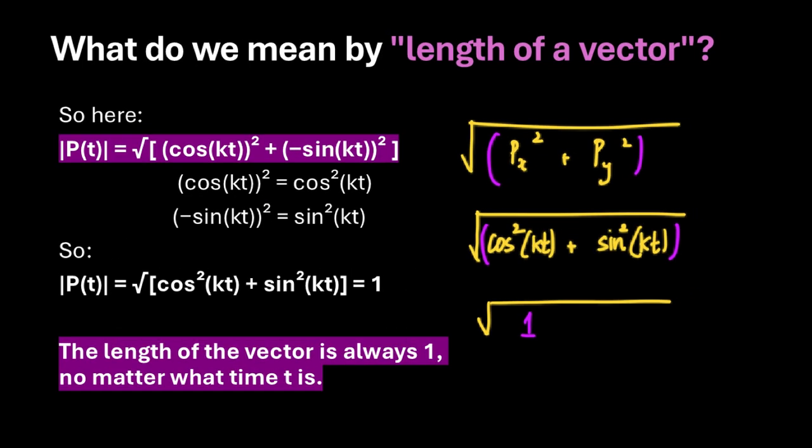So what do we mean by length of a vector? It is the root of the modulus of the vector, which is root of x component squared plus y component squared. The x component here is cos kt, y is minus sine kt, so this is cos squared kt plus sine squared kt. Now we know that cos squared theta plus sine squared theta is 1, and therefore root of 1 is 1, which means the magnitude of this momentum vector here, p of t, is equal to 1. The length of the vector here is always equal to 1, no matter what time it is.